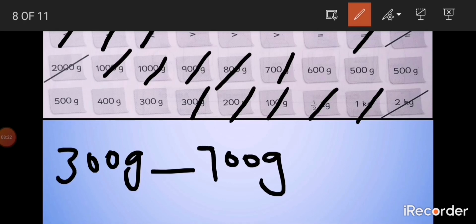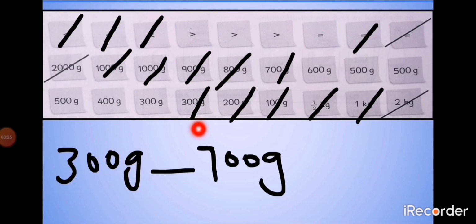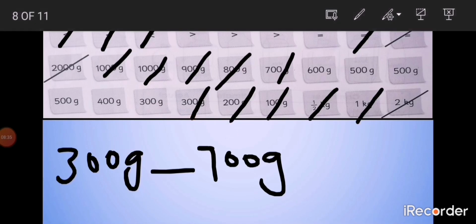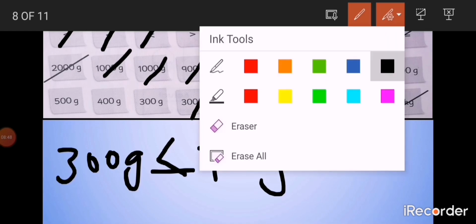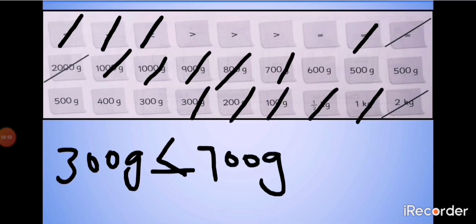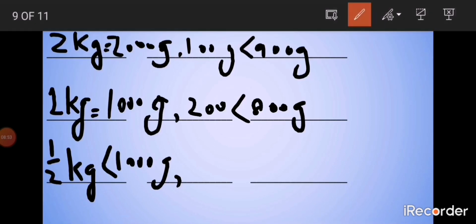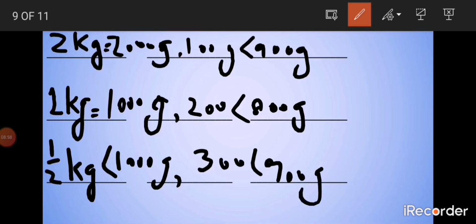Now again compare 300 gram with 700 grams. Is 300 gram equal to 700 or greater than or less than? 300 is dash than 700. Very good. 300 is less than 700. So we will put the smaller than sign. For the smaller than sign means we are putting the pointed side towards 300 and the greater side towards 700. So we will write the answer. We will record our number sentence here. 300 is smaller than 700 grams.